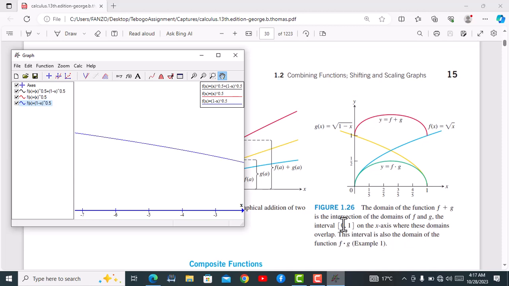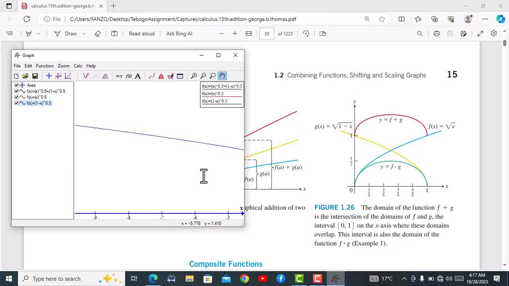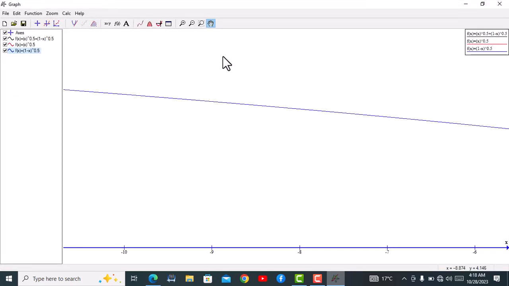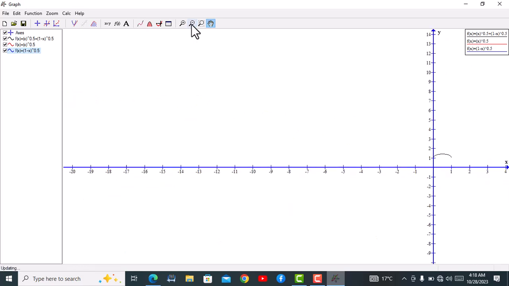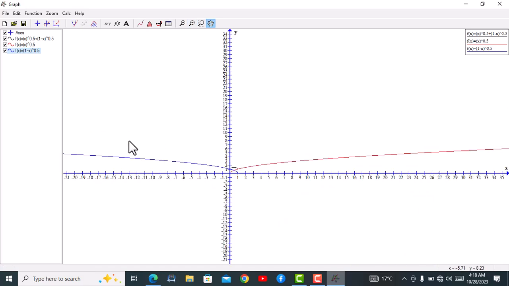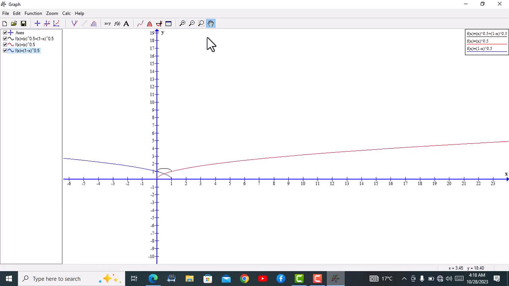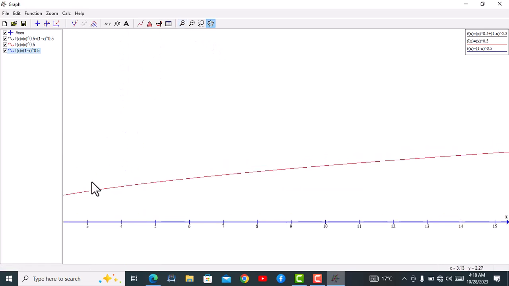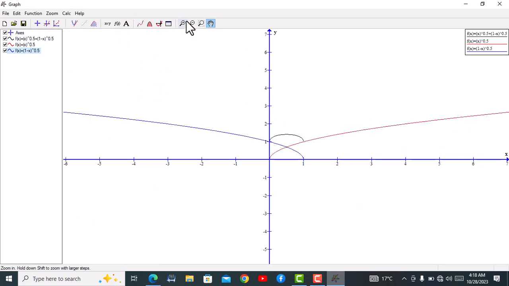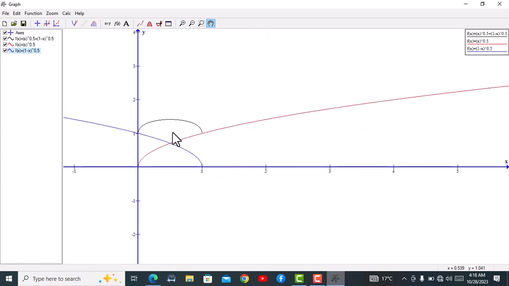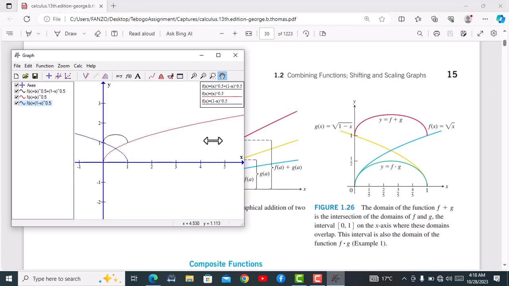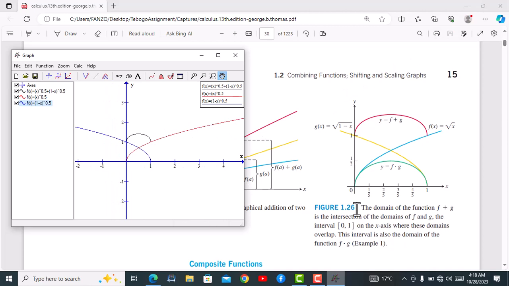And then secondly, what is it that we are having? This interval is also the domain of the function f and g. So what we are seeing in here, let me just fix this. Okay, let me just do this. So this is what we are having.